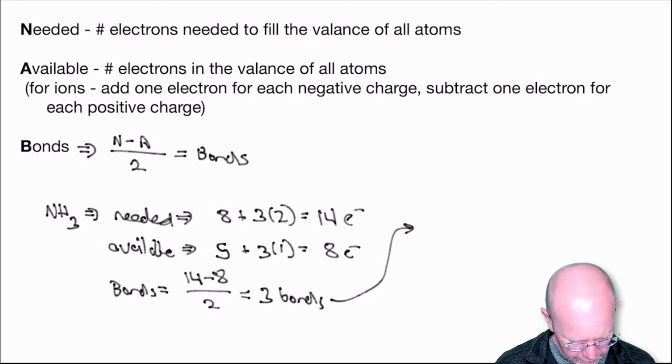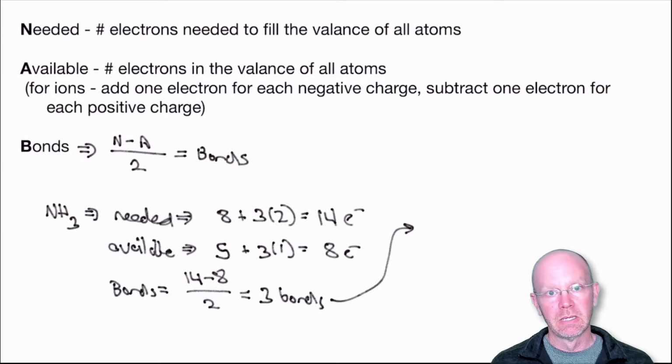So if we want to find out how many bonds we need in that molecule, we would take 14 minus 8 and divide by 2. So that would give us 6 divided by 2 equals 3. So we know we're going to have 3 bonds in this molecule that we're about to draw.